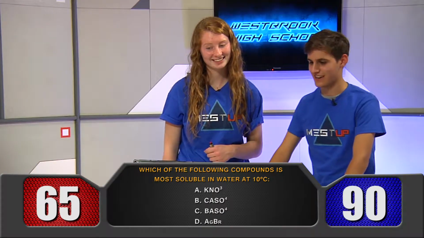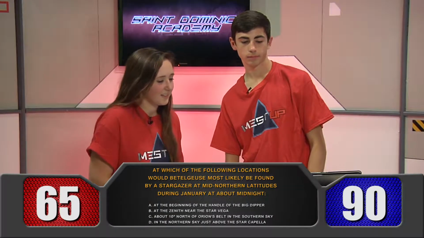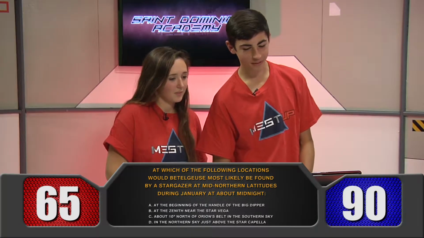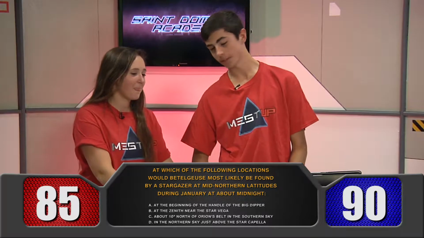All right. I'll take science 20. At which of the following locations would Betelgeuse most likely be found by a stargazer at mid-northern latitudes during January at about midnight? Red team, about 10 degrees north of Orion's belt in the southern sky. Correct. Well, whatever you're using, go with that. Yeah. No, good job. All right, so red team, we're back to you. Your choice. It's up to you.